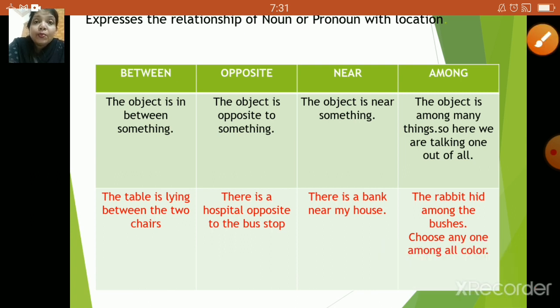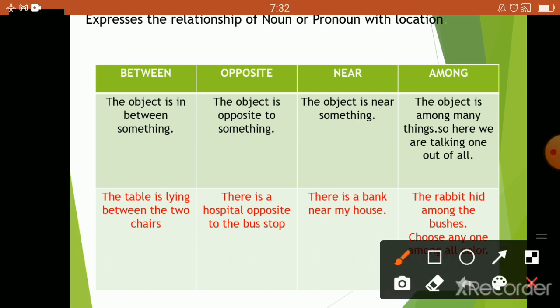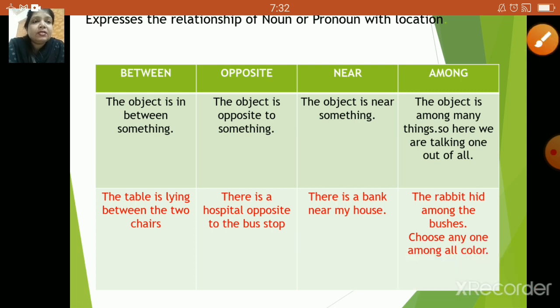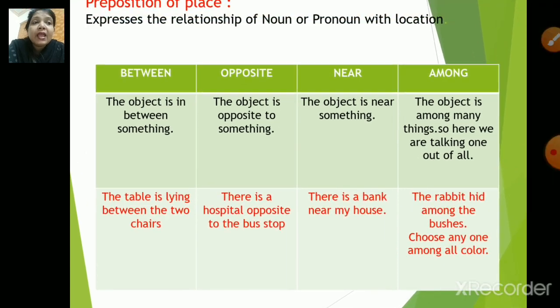Next, opposite. The object is opposite to something. That means there is a hospital opposite to the bus stop. So now it is telling us that the hospital is exactly opposite to the bus stop. Next, near. Now when the object is near to something, for example, there is a bank near my house. So it tells us where the bank is. Where is the location, children? It is near my house.